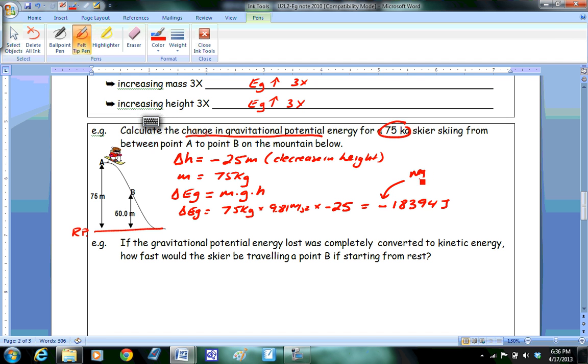This negative, when you have a negative energy, it indicates you've lost energy. So negative equals loss of energy. In this case, we're losing our EG. So our therefore statement would be: therefore, the skier loses, and I'm going to round this to 2 significant digits, 18,000 joules of gravitational potential energy. Okay? So most of the other examples are similar to this.